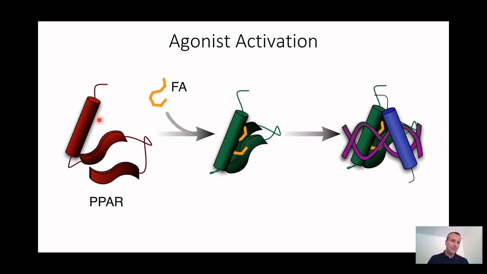If we look at the PPARs, they're a transcription factor. When a fatty acid comes in, it changes the shape of this protein because as it binds, it grips onto it. And then what it can do now is bind better to DNA. So when it's bound to the specific fatty acid that activates it, it can now change its shape, bind to the DNA, and regulate gene expression.